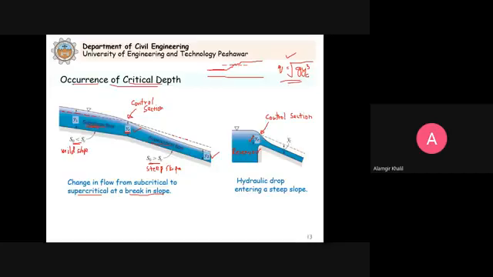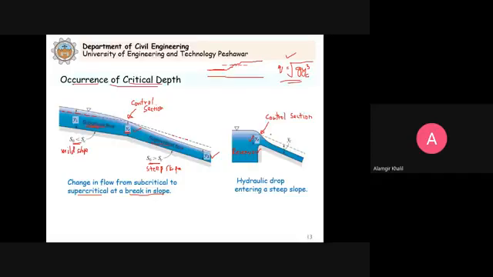Clear? Now it also means that when the upstream and downstream flow conditions change, the transmission of such changes through a control section is restricted. Clear? They are restricted. Now remember this critical depth, because you see in this example, this critical depth creates a control section, which we call a control section. Clear? But this is not the only means. Control structures such as sluice gates and orifices may also be used to create a control section.